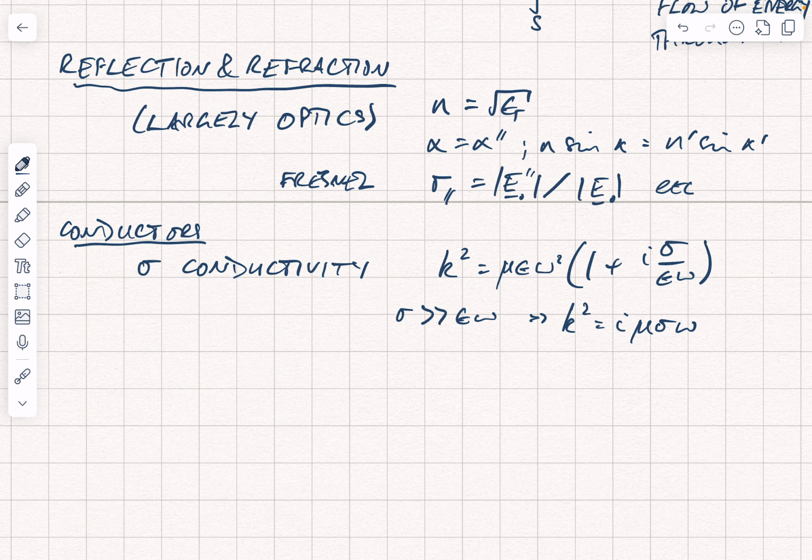That complex wave vector means that we have propagation into the metal, the conductor, but it's also attenuated, it's weakened.